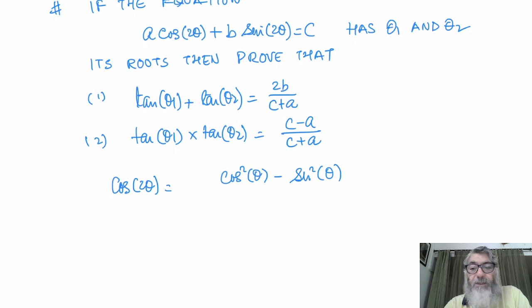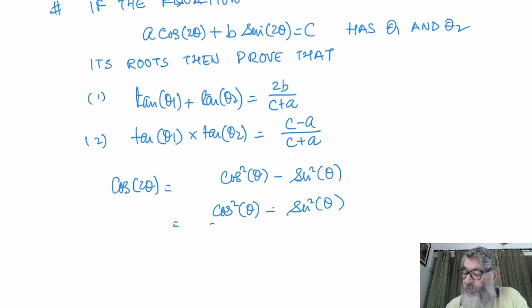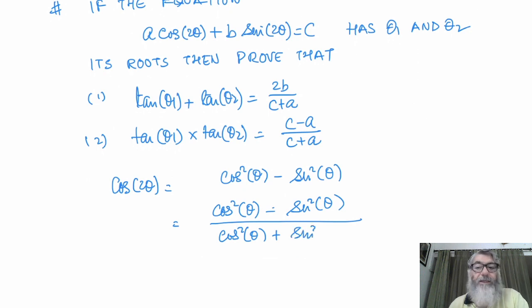So I am using the first one, cos square theta minus sin square theta. Now I am going to divide this whole cos square theta minus sin square theta by cos square theta plus sin square theta. Now what is the purpose? I'll just explain it to you. Instead of directly writing the formula in terms of tan square theta, I'm deriving the formula for you so that you remember it.